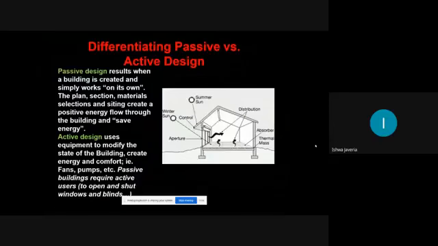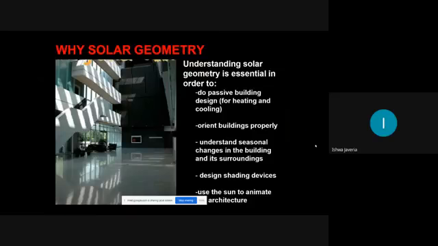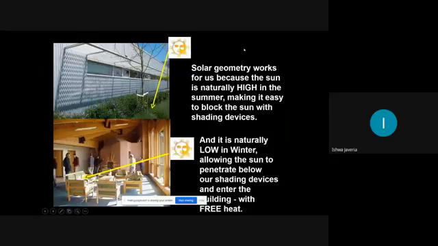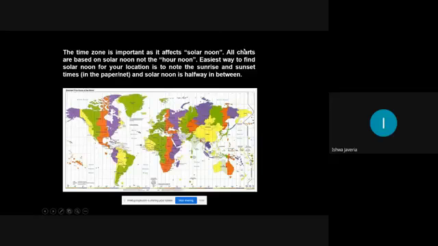We have not done with passive and active means of architectural design. We'll be talking on it later with brief presentations. Then we discussed why solar geometry is important as an architect. What is the importance of solar geometry in our field? So then we proceeded towards different time zones and different solar noons.